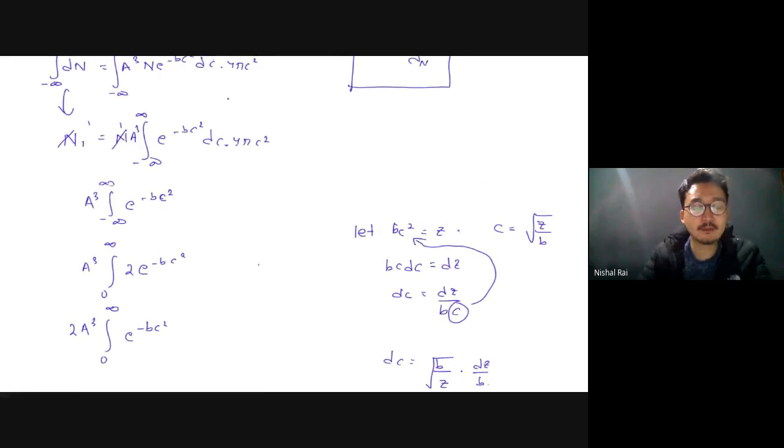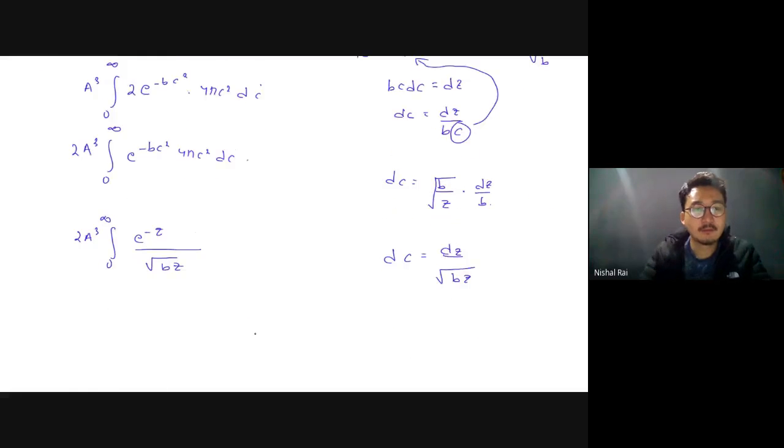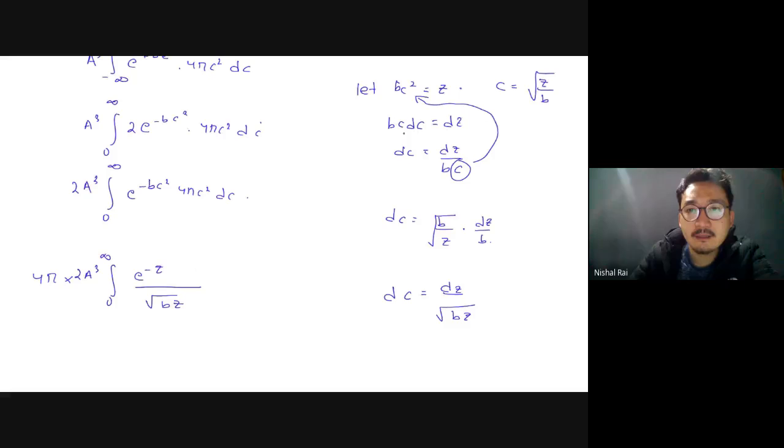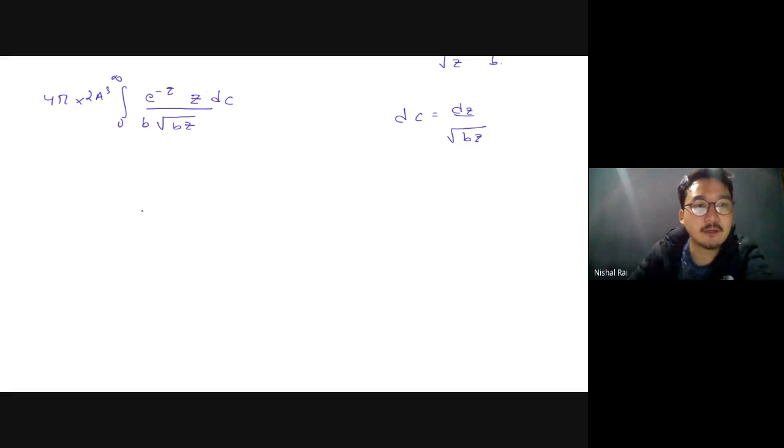Okay. So in addition to that, we had what? 4 pi c square dc. Over here, we have 4 pi c square dc. We can take this 4 pi common outside, because this is a constant outside the integral. And over the c square, we can substitute c square by what? Basically, your z by b. In addition to that, we have what? z by b into dc. Now you have taken integration of this.